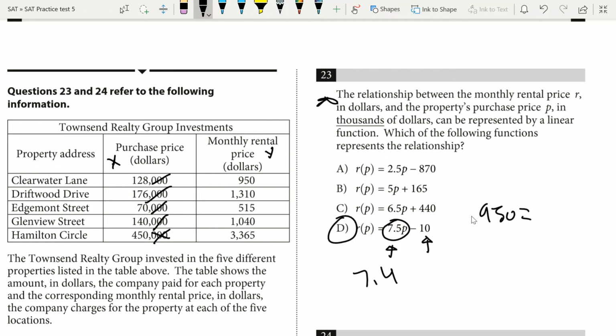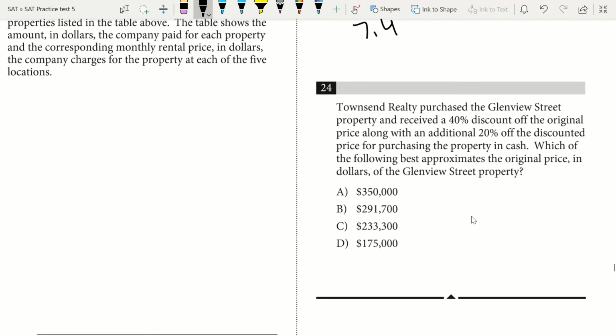960 minus 10 is equal to 950. I know that's my answer. So now I move on. Question 24. Townsend Realty purchased the Glenview Street property and received a 40% discount off the original price, along with an additional 20% off the discounted price for purchasing the property in cash. Which of the following best approximates the original price in dollars of the Glenview Street property?